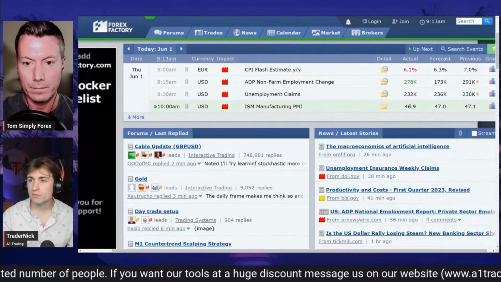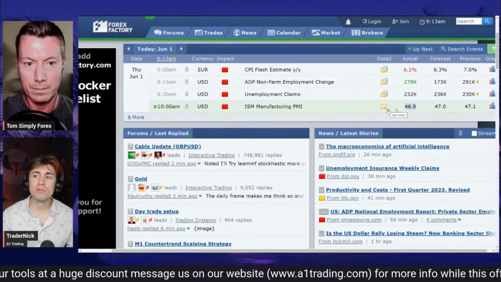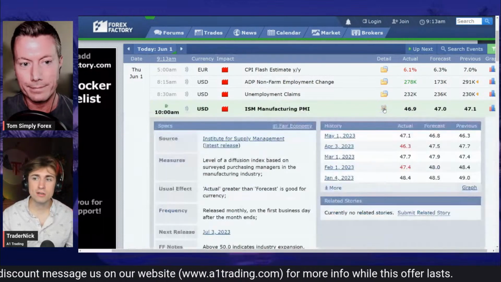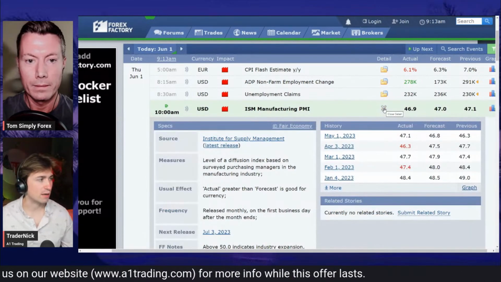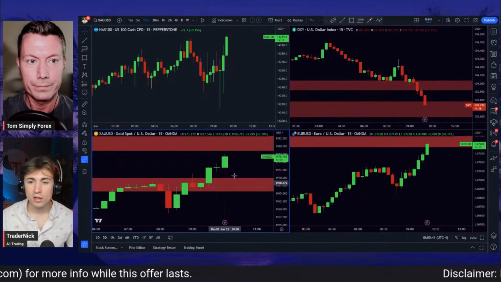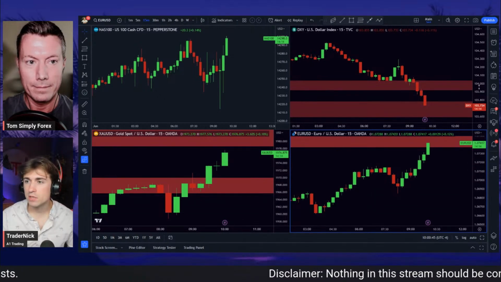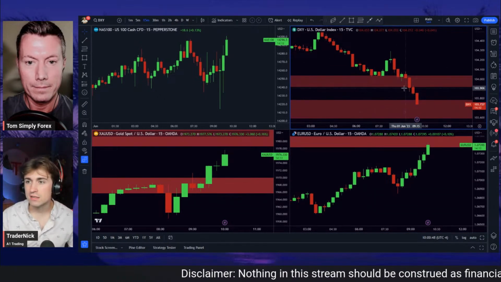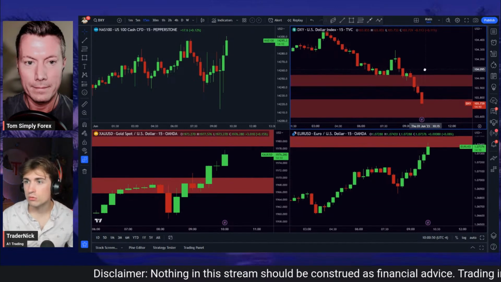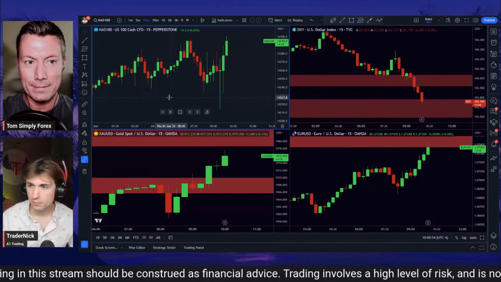Let's see if we get some numbers. 46.9. This shows further contraction in manufacturing PMI. This is what the market was looking for. And so the market is happy about that, right? So we're seeing NASDAQ trading higher, gold, a little bit of a relief rally here this morning, euro trading higher, dollar giving back some of those gains. And wow, what a move. Tom, what's your reaction to all this? Any charts that you're paying attention to?